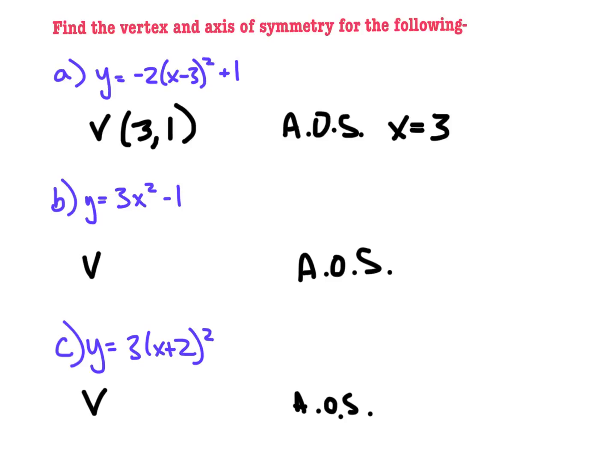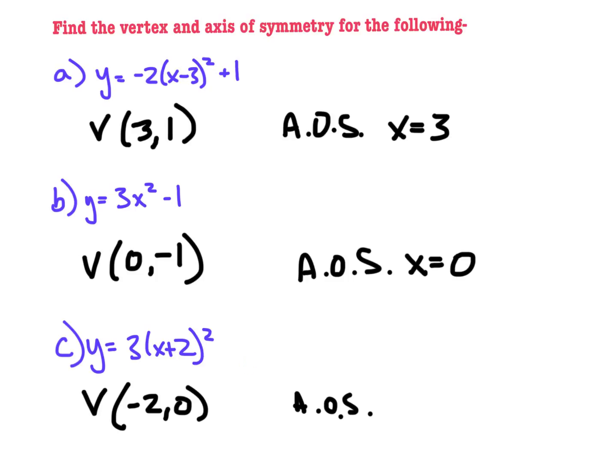In this next example, what is h? Well, see, we don't have anything inside of a parentheses, so h is actually 0. So we're going to say 0. And then k is that negative 1 that's hanging out to the outside. Okay? So we have an axis of symmetry that is x equals 0. All right, pause the video and try the last one for yourself. Okay, so what you should have got on C is that the vertex is at negative 2, 0, because there's no k hanging outside. And so the axis of symmetry is at x equals negative 2.